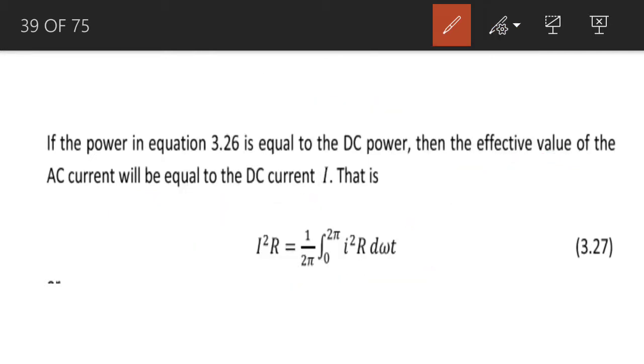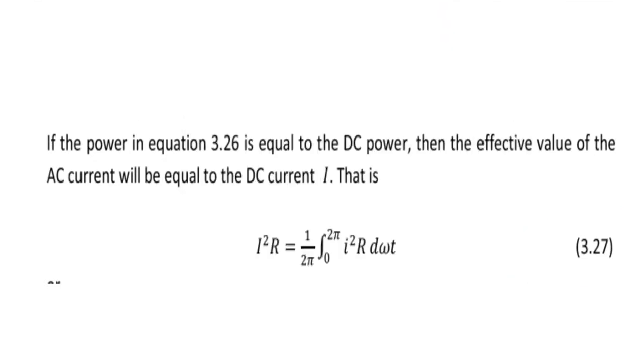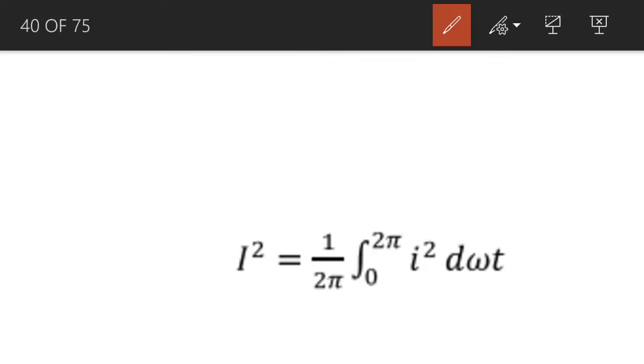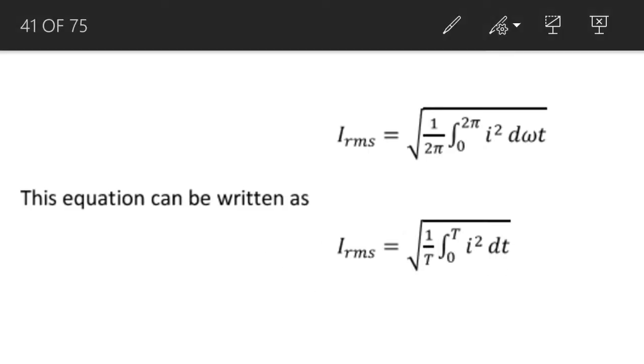So we simplify equation number 3.27. The simplification of equation number 3.27 gives you this particular equation: I square is equal to 1 over 2 pi, the integration from 0 to 2 pi of I square d omega t. And if we simplify this equation, then we get the root mean square value of the AC current. The root mean square value of the AC current is equal to under root 1 over 2 pi, the integration from 0 to 2 pi of I square d omega t.